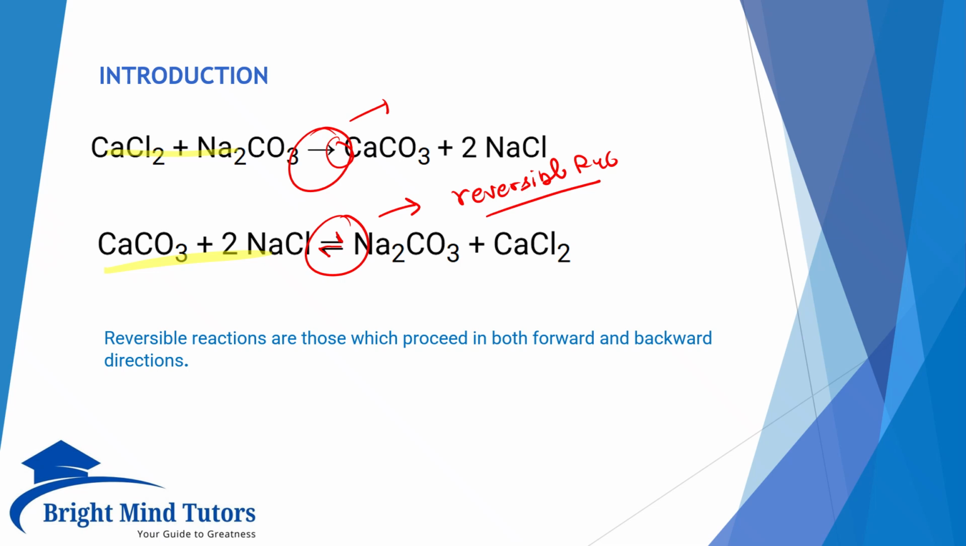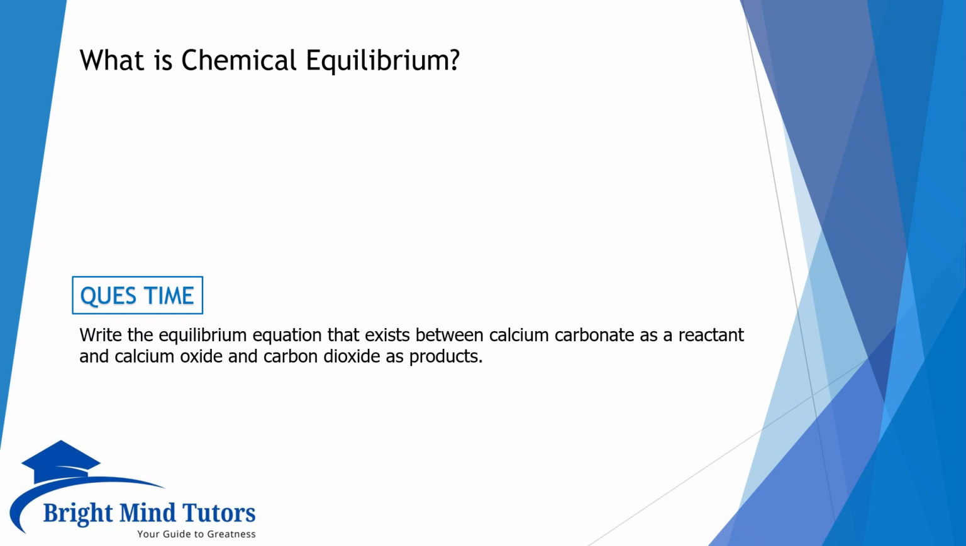Basically, reversible reactions are those which proceed in both forward and backward directions. Now again, there is this keyword: what is forward and what is backward? Forward means that it leads to product formation, and backward means that it leads to reactant formation. Here, this is my forward reaction in which sodium carbonate and calcium chloride are getting formed, and in my backward reaction calcium carbonate and sodium chloride are getting formed. I hope it works. Okay, let's move further.